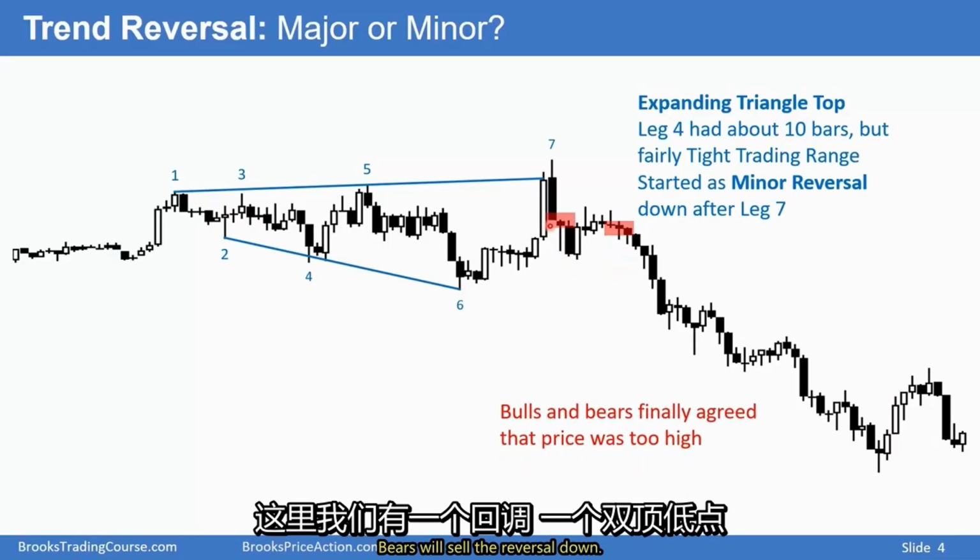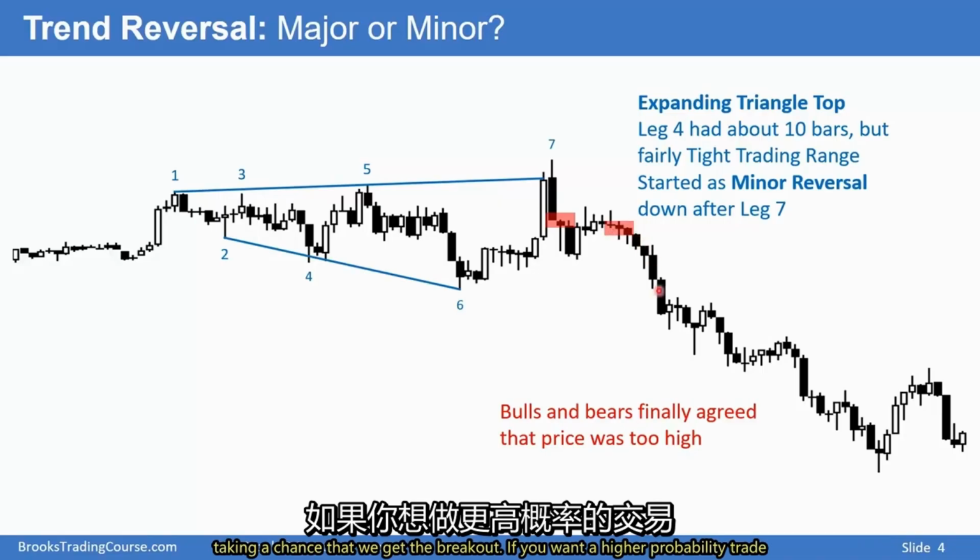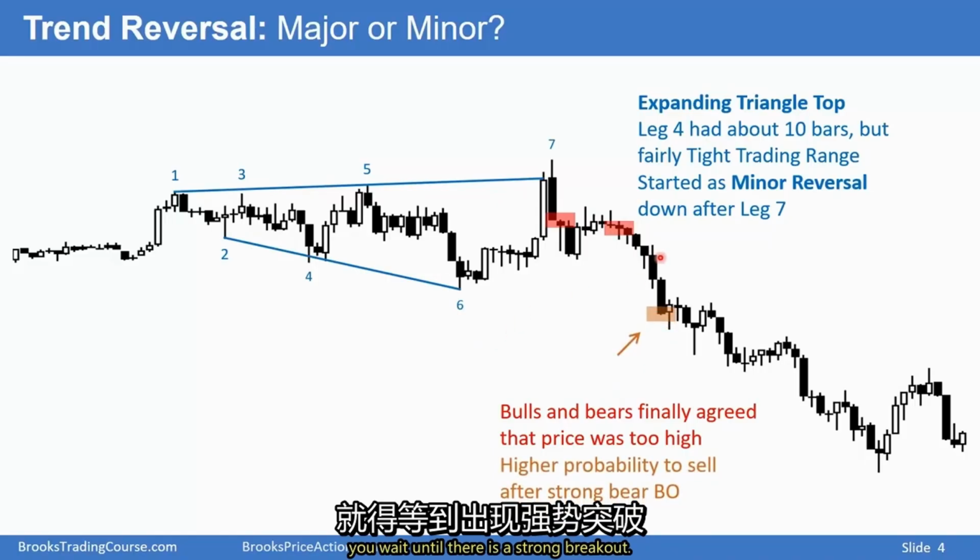Bears will sell the reversal down. Here we have a pullback, a double top, lower high. Traders will sell below that bar as well, taking a chance that we get the breakout. If you want a higher probability trade, you wait until there is a strong breakout.